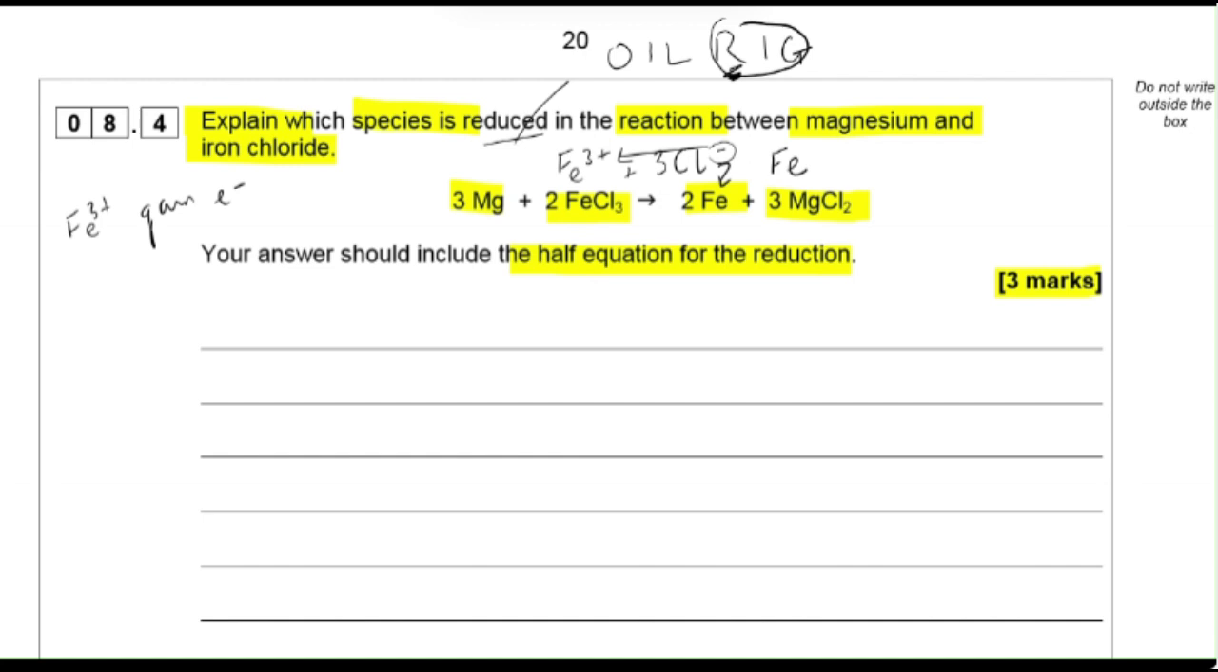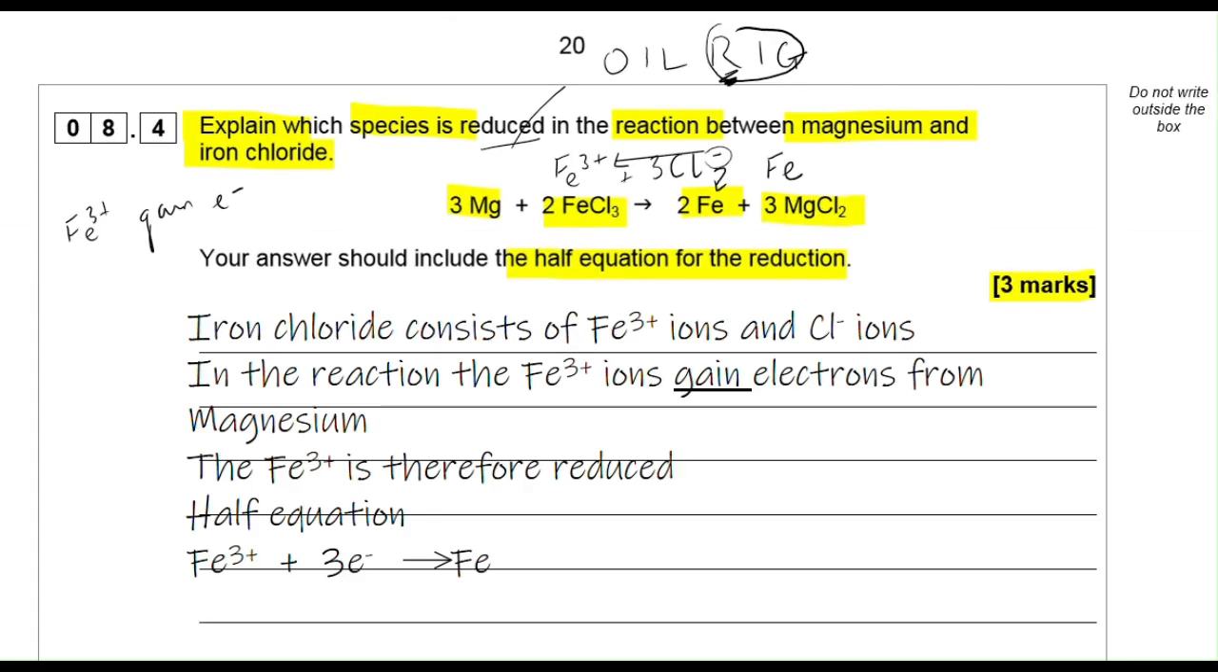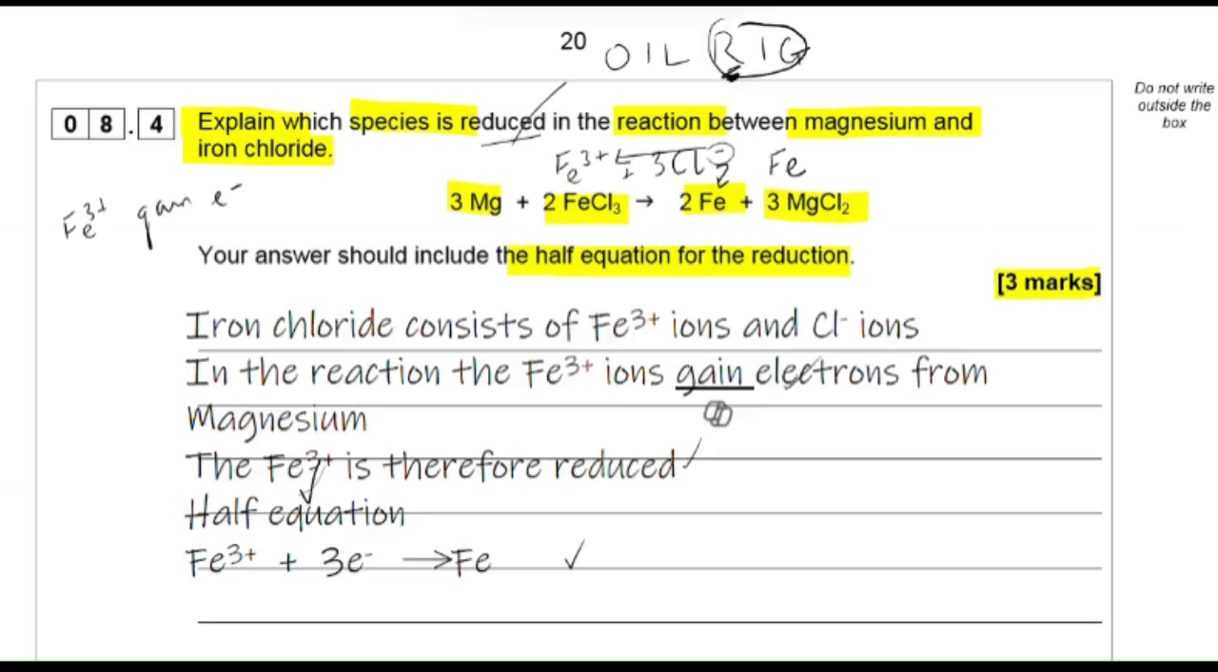So if we look at the answer, to get our 3 marks, iron chloride consists of Fe3+ ions and Cl- ions. In the reaction, the Fe3+ ions gain electrons from the magnesium. The Fe3+ is therefore reduced, and so the half equation is Fe3+ + 3 electrons goes to Fe. So there's a mark for saying that the Fe3+ ions gain electrons, a mark for saying that the Fe3+ is reduced, and then another mark for the half equation. 3 marks, back of the net.